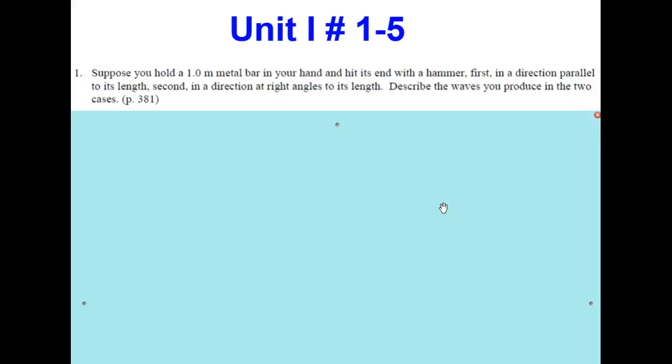Welcome to Solutions to the Regents Physics Waves and Sound problem set, problems numbers 1 through 3. Let's start with number 1.